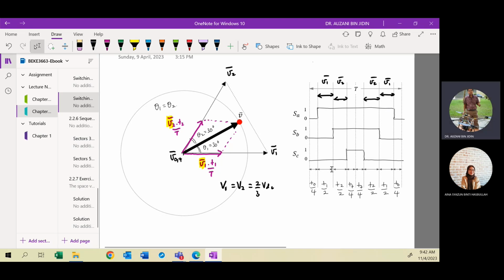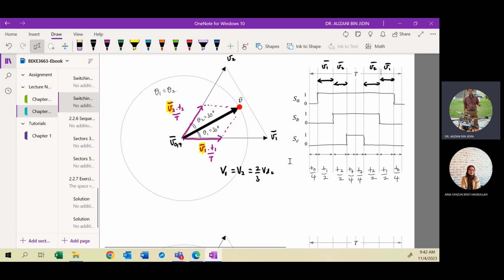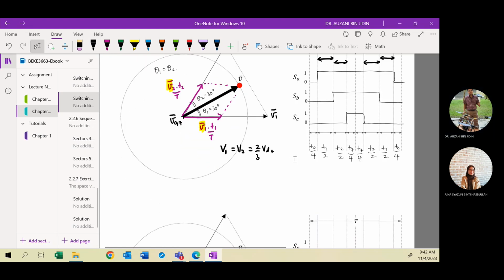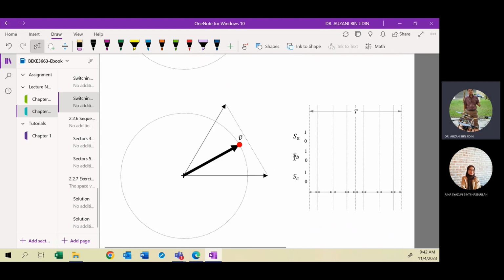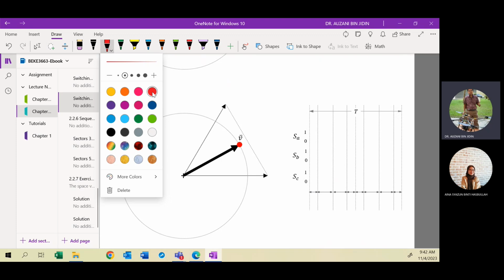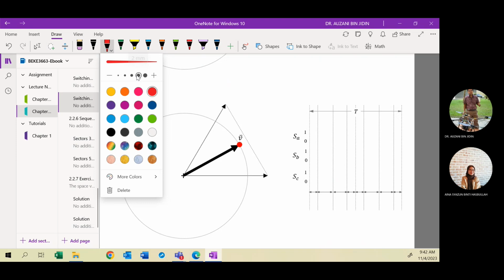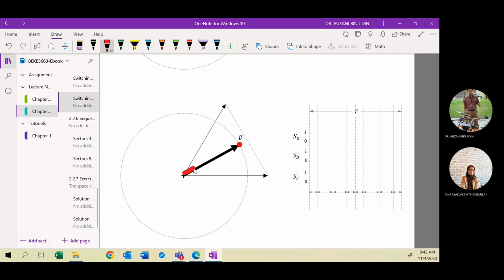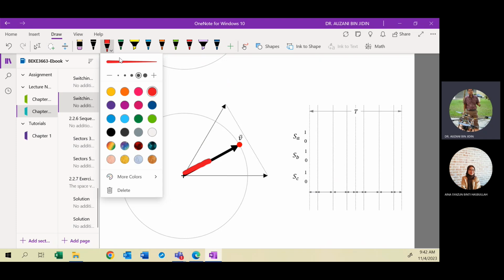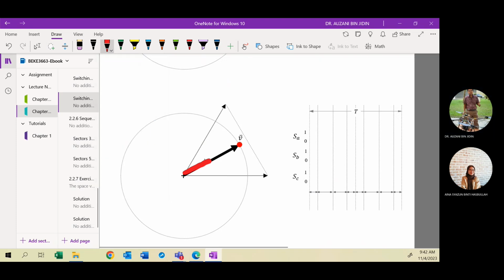Okay, now can you give the answer? What is the effect on the on duration if the space vector now, the length or the amplitude, is smaller? For example, your vector now will be here. So this is your vector now. New vector, new space vector. So what is the effect on the on duration?